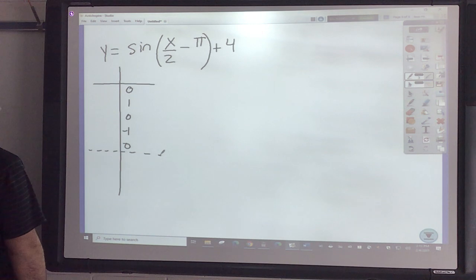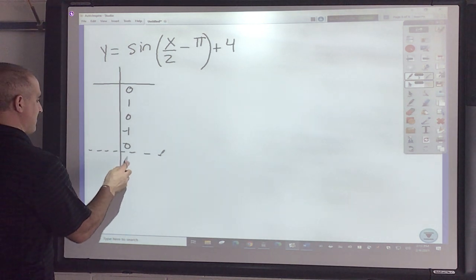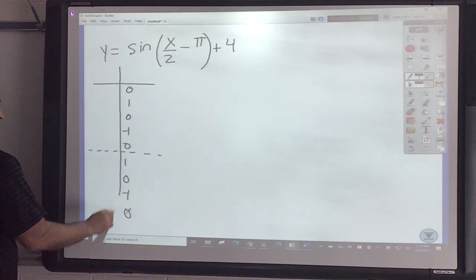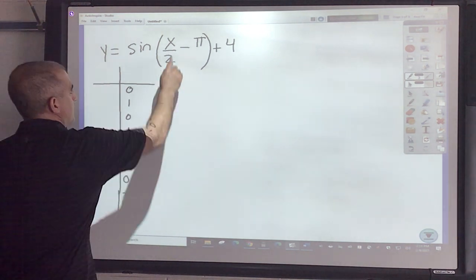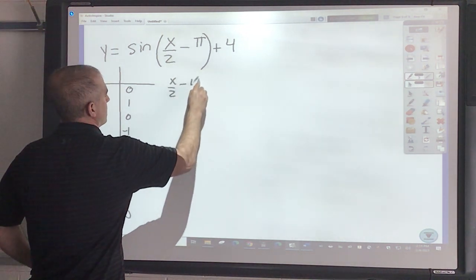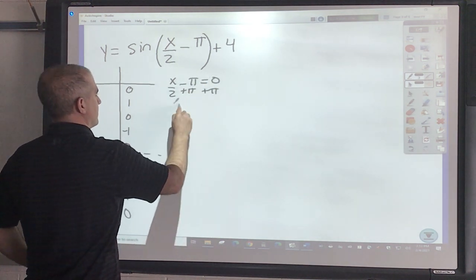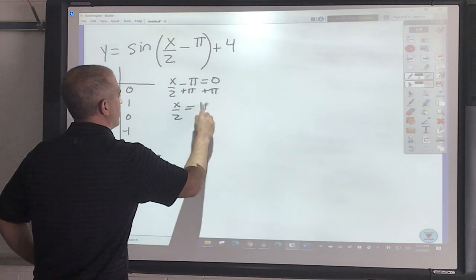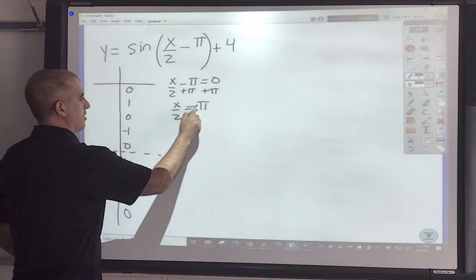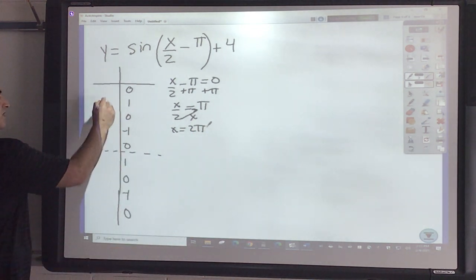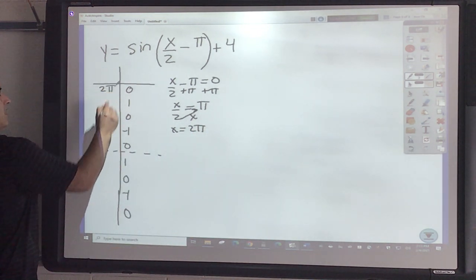Okay, all right. 1, 0, -1, 0. Okay, now, I do have to set this equal to 0. I would add pi over to the other side. So that's x over 2 equals pi. Now, how do you solve it when it's a fraction? Just cross multiply. So that's going to be x equals 2 pi. Okay, so my starting value here is 2 pi.